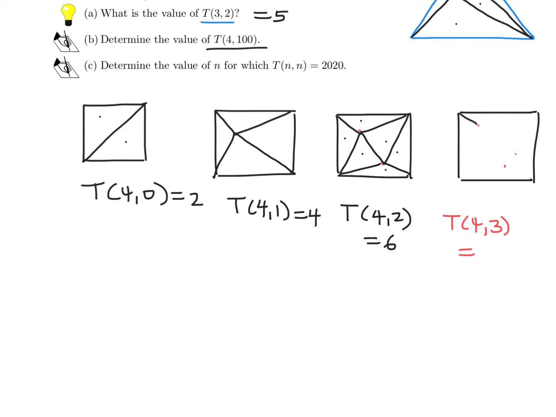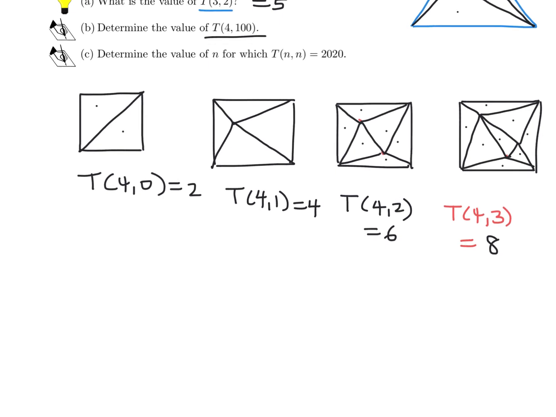So we got 1, 2, 3, 4, 5, 6, 7, 8, 9, right? Okay, so I have 1, 2, 3, 4, 5, 6, 7. Oh, I think I forgot this one. Yeah, I forgot that one. So that would be 8. 1, 2, 3, 4, 5, 6, 7, 8. Okay, so that makes me think I have a pretty decent pattern here. I'm kind of comfortable with this.